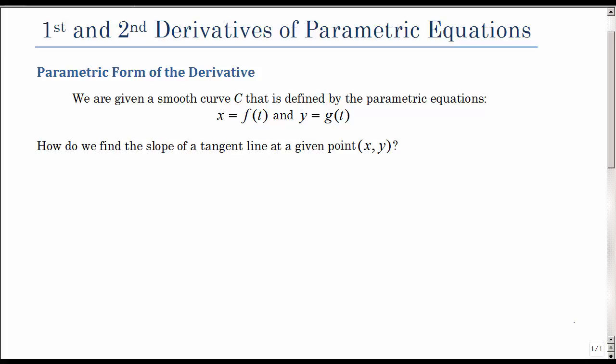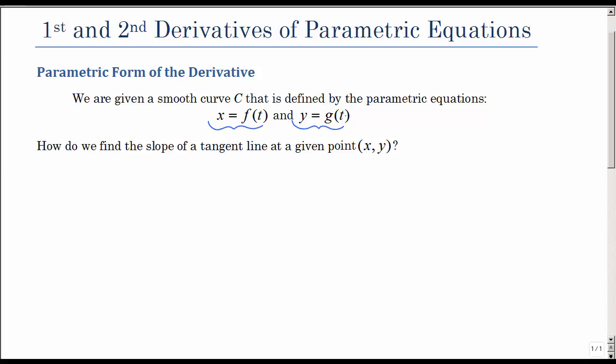In a previous video, we've looked at what parametric equations are. They are functions in terms of a given parameter. Usually we use that parameter of t, so we express x as a function of t and y as a function of t. But now, of course, we're in a calculus class and we want to find the slope of a tangent line at a given point.